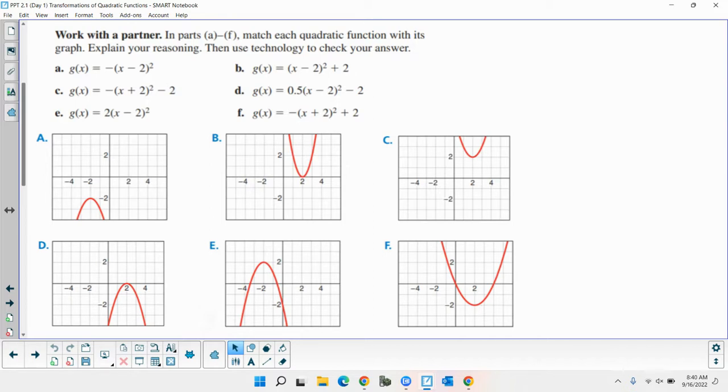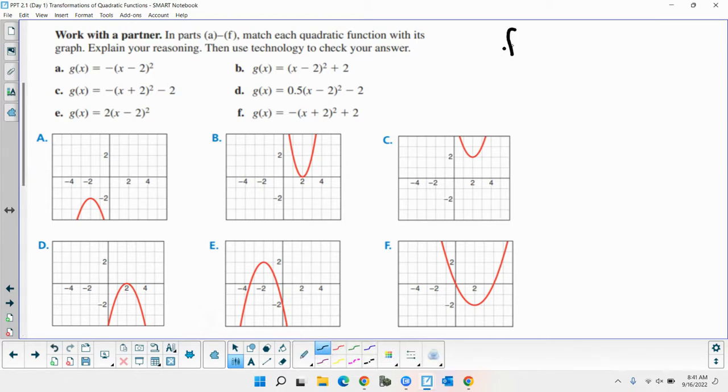Yeah, so it's in the parentheses and it says -2, it's right 2. So there's a negative on the outside, so it's... You're right. Yeah, so which one is it? A is D. Yeah, okay. Very good. And then B, what is it? Right 2, and then +2. It's gonna be up.